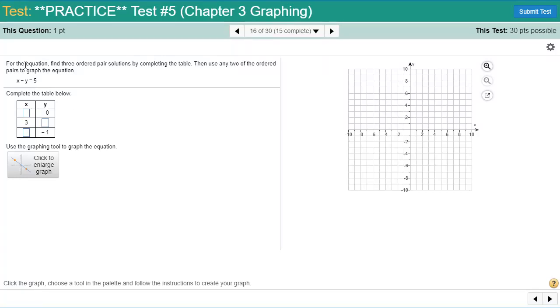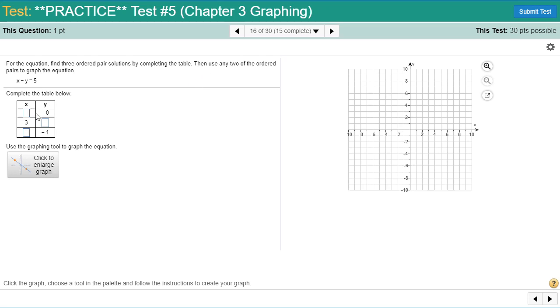Question number 16 says, for the equation, find three ordered pair solutions by completing the table, then use any two of the ordered pairs to graph the equation. All right, so the first part of this question, where we've been given an equation and then an ordered table of values, x comma y, we've done this several times now in this practice test, so that's not new. What is new is really the second part, right?